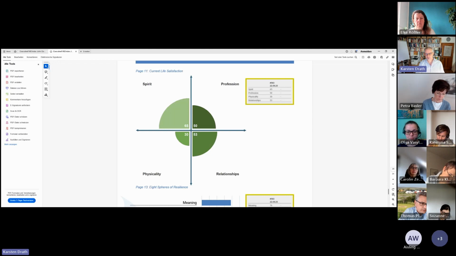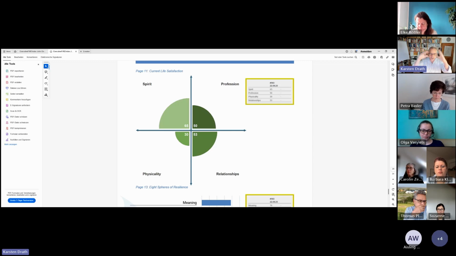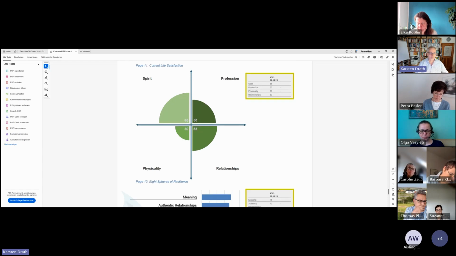Relationships, there's also a lot of room for improvement. Physicality, and that has nothing to do with how the person looks to you, right? I know this person looks super healthy, but that doesn't mean that they cannot be very unhappy with their physicality. And we have spirit, which is not so high either. So here we see a bit more of a balanced picture, but the balance is on a lower level all in all, right? So none of it is really great. None of it is really a source of energy. So everything is kind of gray right now in that life, and that represents the value of the 50, right?